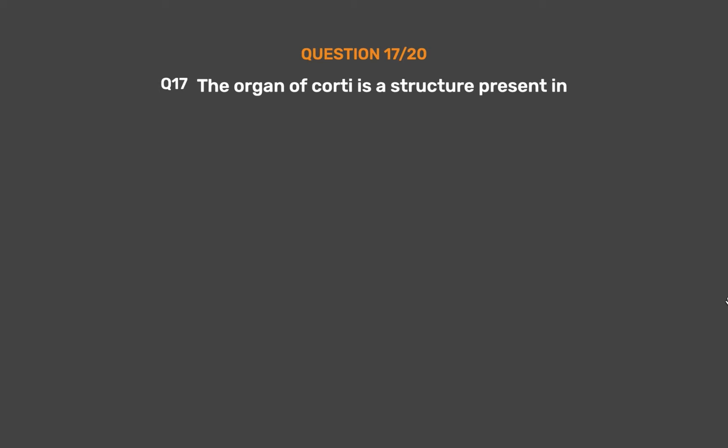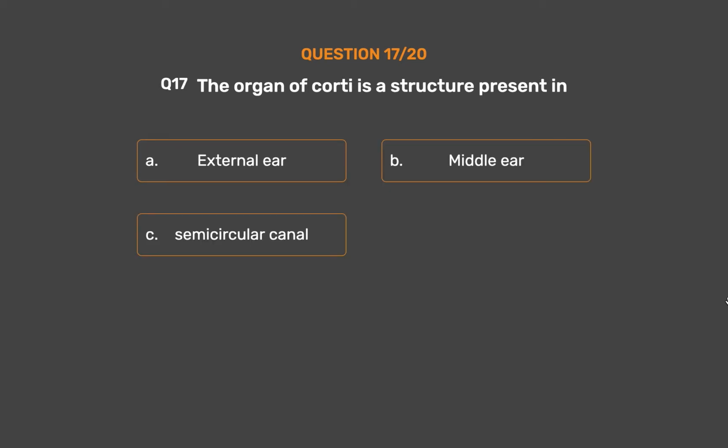Question number 17. The organ of Corti is a structure present in: Option A, external ear. Option B, middle ear. Option C, semicircular canal. Option D, cochlea.